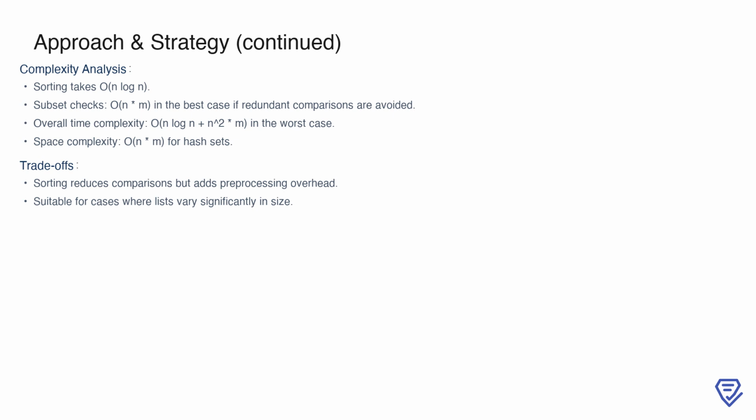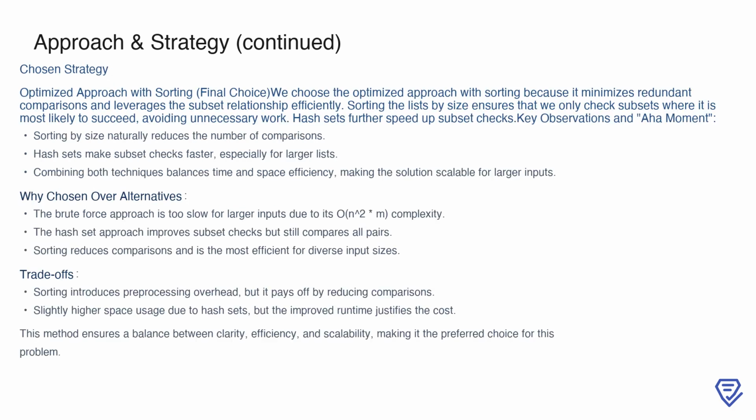The space complexity remains O(n * m), due to the use of hash sets. This approach is particularly efficient when the input lists vary significantly in size, as sorting helps us focus on the most meaningful comparisons. With this in mind, we can now determine the most suitable strategy for this problem. After evaluating the options, we've chosen the optimized approach with sorting as the final strategy. This method strikes a balance between clarity, efficiency, and scalability.